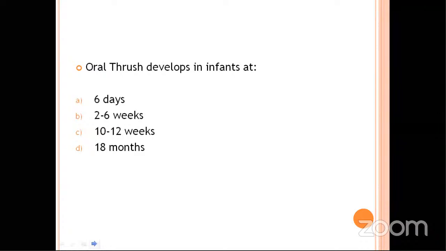Oral thrush develops in infants at 6 days, 2 to 6 weeks, 10 to 12 weeks, or 18 months? Initially they will have some amount of antibodies, so it is not 6 days, and 10 to 12 weeks is quite a long time, and 18 months is almost done. So the best option here is 2 to 6 weeks. So 2 to 6 weeks is the time where oral thrush develops.